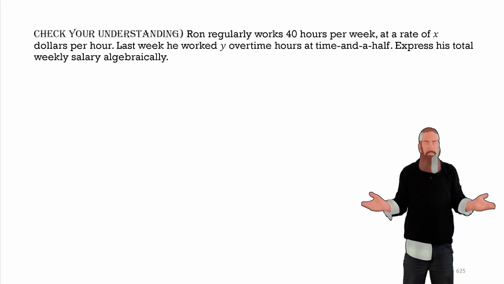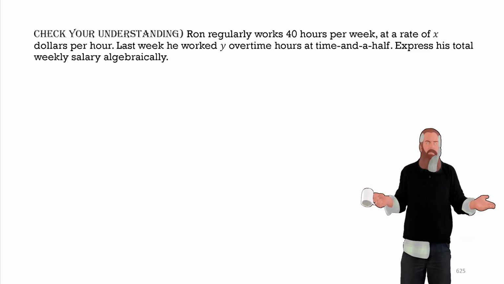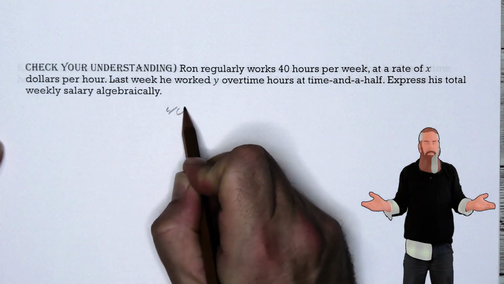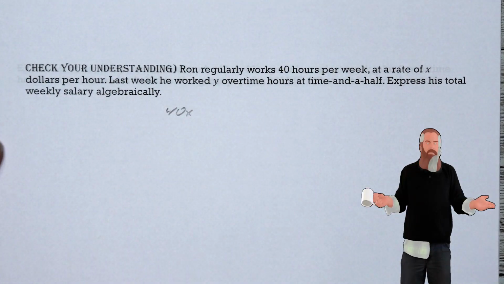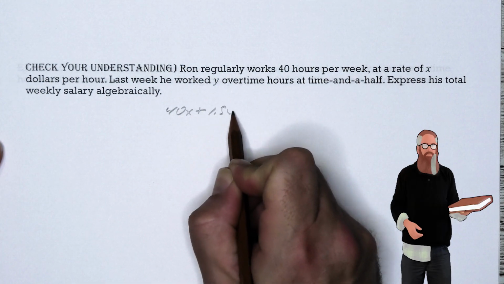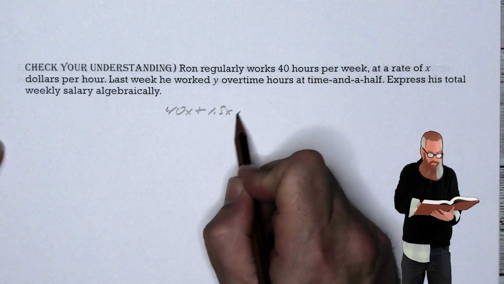Ron regularly works 40 hours a week at a rate of X dollars per hour. Last week, he worked Y overtime hours at time and a half. Express his total weekly salary algebraically. So we know that the first 40 hours are going to be paid at his X rate. We also know he's going to be paid an additional time and a half of that X rate for Y hours of overtime.